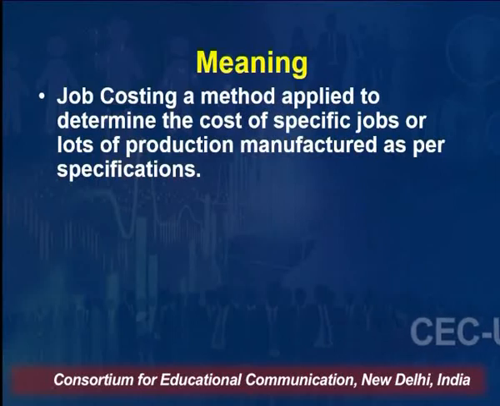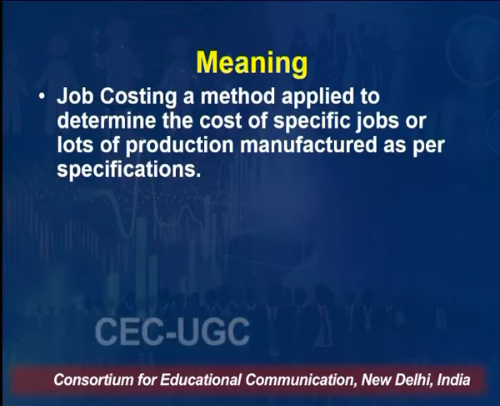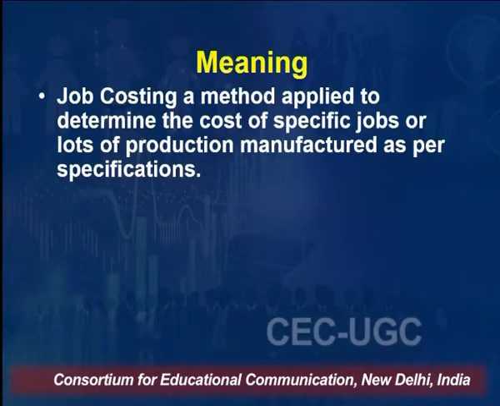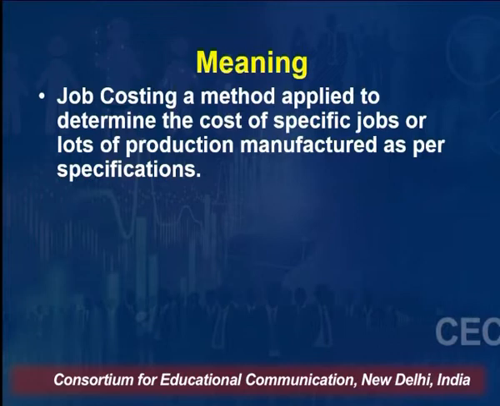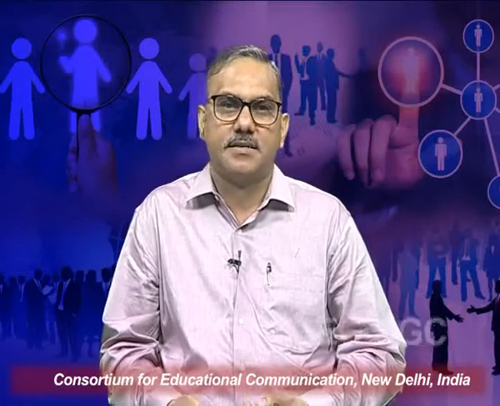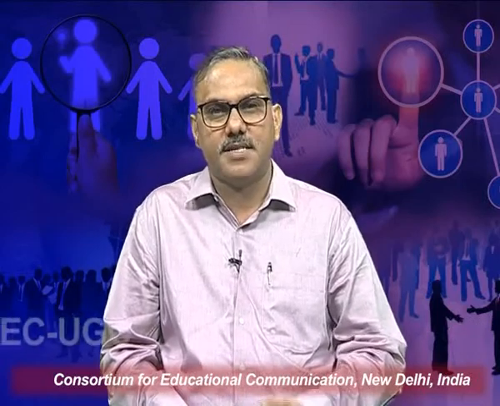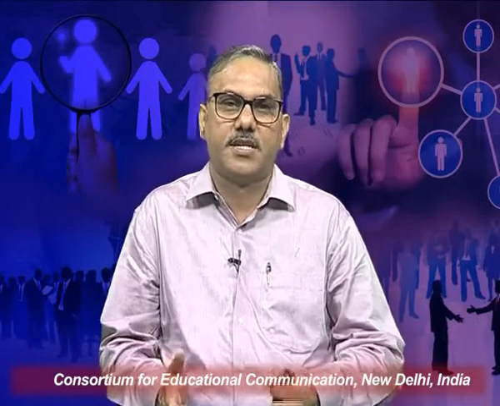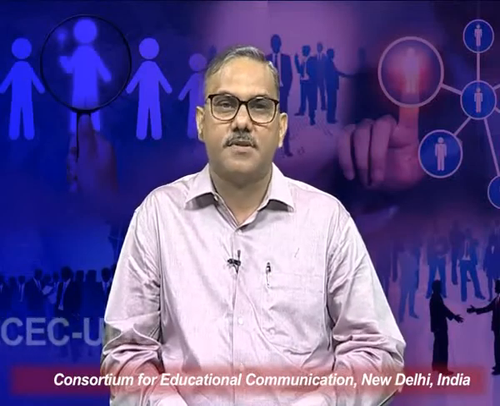Job costing is basically a method of costing which is applied to determine the cost of a specific job or specific lot of production which you are going to manufacture as per specification. So there are certain specifications, there is a specific demand from the market, there is a job which I have received as a manufacturing unit, and along with that they have given me the specification that as per these specifications this production has to be done. It can be for one unit, it can be for a number of units, it can be for 10 units, it can be for thousands of units with the same specification.